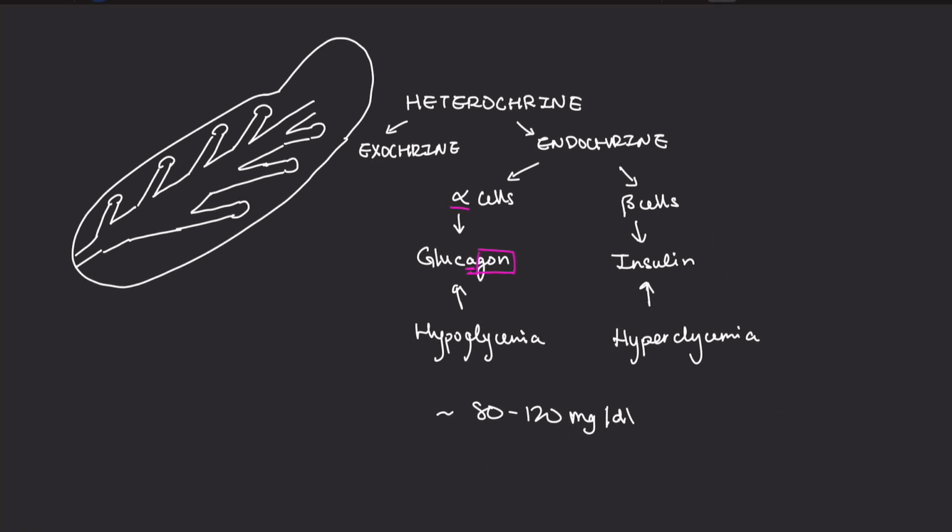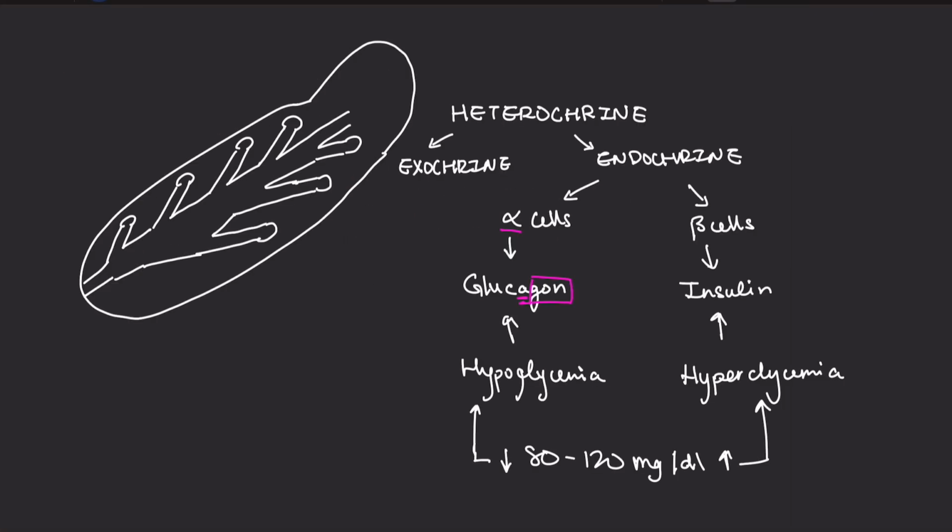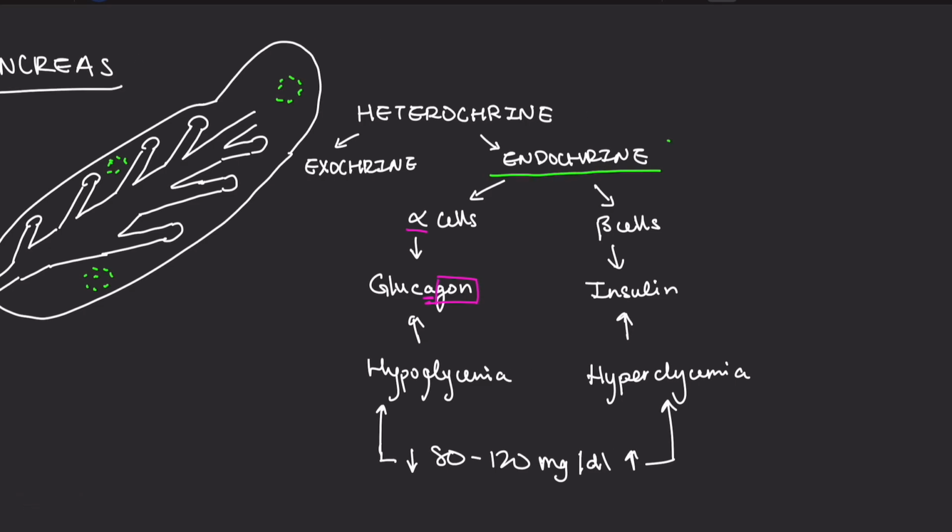So the normal blood glucose range is about 80 to 120 milligrams per deciliter. When the glucose concentration is too high, aka hyperglycemia, insulin helps to lower it. And when the blood sugar drops too low, aka hypoglycemia, glucagon helps to raise it.